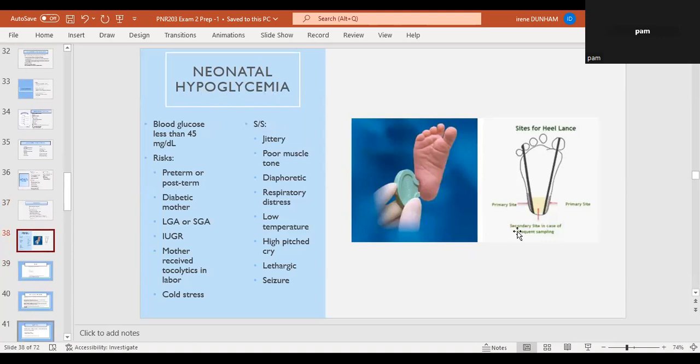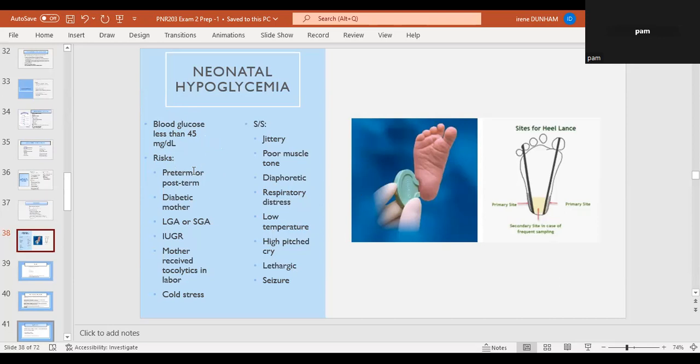So let's talk about neonatal hypoglycemia. All right. So here we are, and here's the foot. Do you see where she's puncturing on this baby's foot? You don't puncture in the middle, because that's where all your nerves are. So you want to keep away from that. So on the side of the foot. Now, this hypoglycemia, like we talked about earlier, blood glucose is less than 45 milligrams per deciliter.